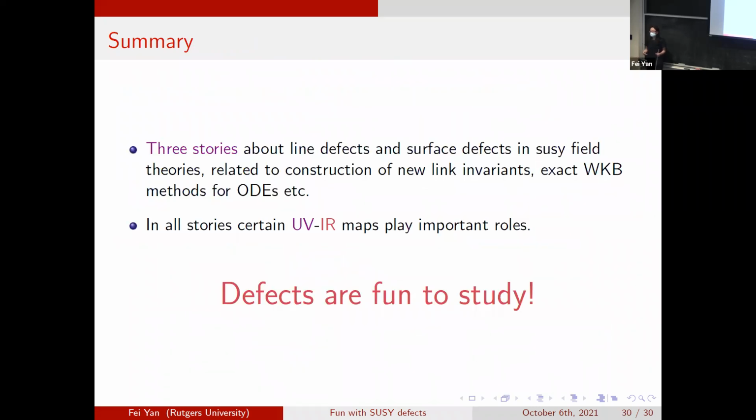So let me summarize. I told you three different stories, actually two different stories, because the second story I skipped most of it. Those are about line defects and surface defects in SUSY field theories. However, they are also related to constructions of link invariants or, more practically, exact WKB methods for ODEs. And in all those stories, certainly VIR maps play some important roles. And I hope I convinced you a little bit that defects are fun to study.